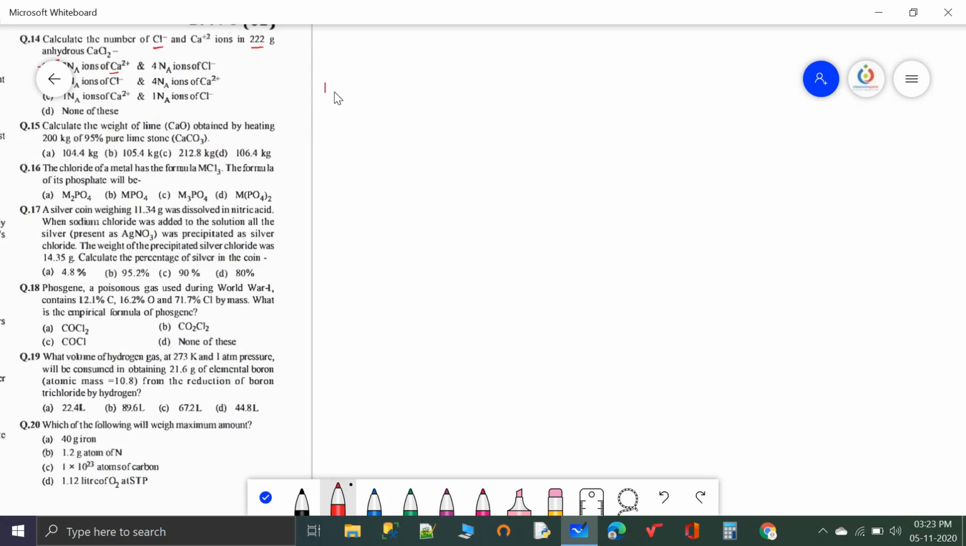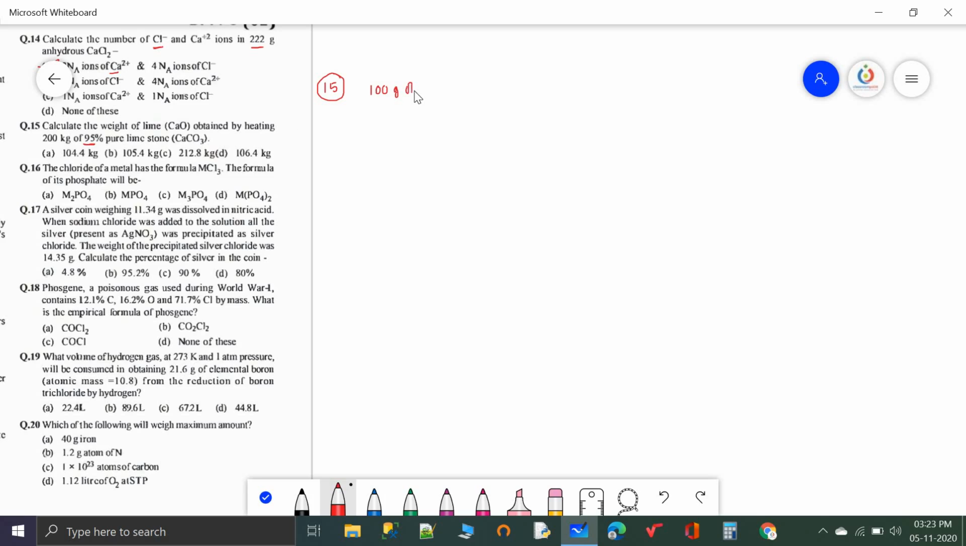Question number 15. Calculate the weight of lime CaO obtained by heating 200 kg of 95% pure limestone CaCO3. So the limestone itself is only 95%. So let us try to see here. Percent is always for 100.